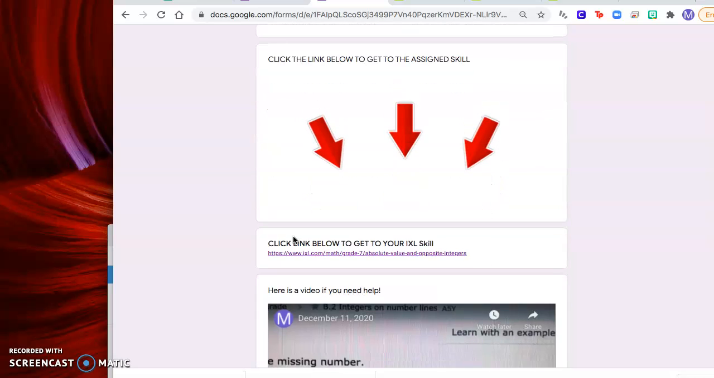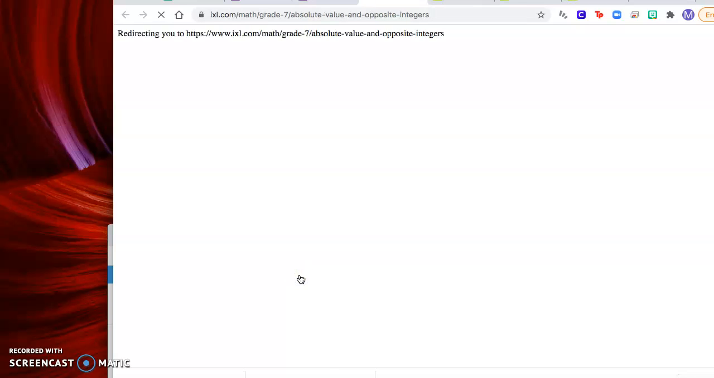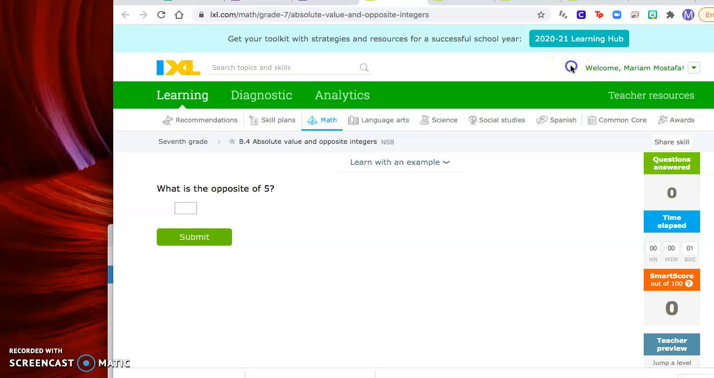Now remember, to get started, we're going to click on this link right below. Once you click on it, it's going to lead you to the link. Make sure you are logged in through Clever, and you'll know if you're logged in if it says your name right here. If it doesn't say your name, that means you need to log in through iExcel, and you would do that through Clever by clicking that blue C right over here.